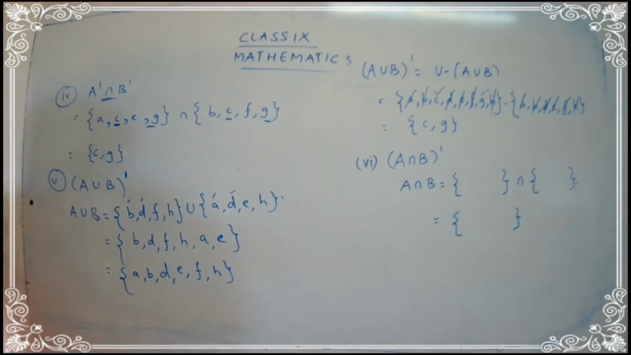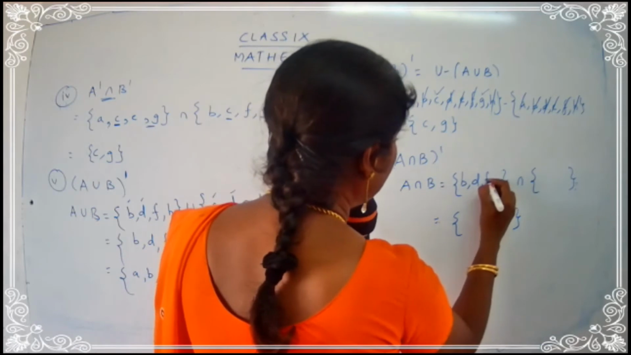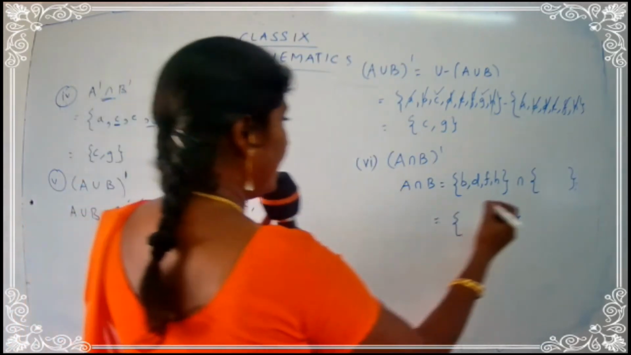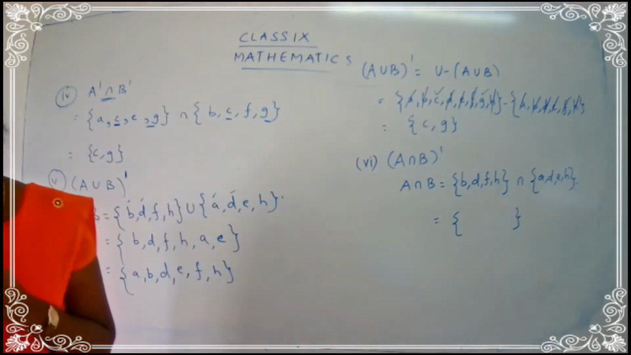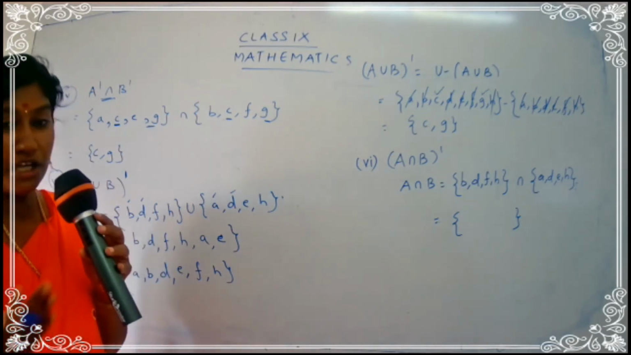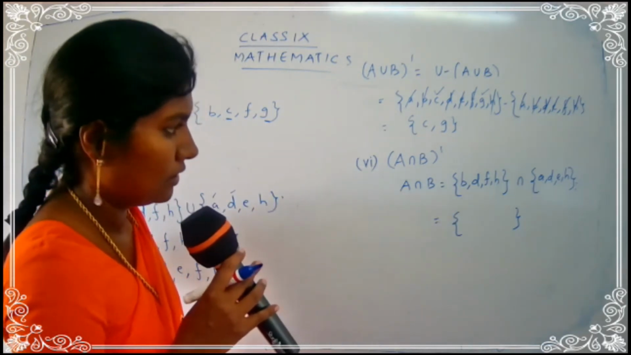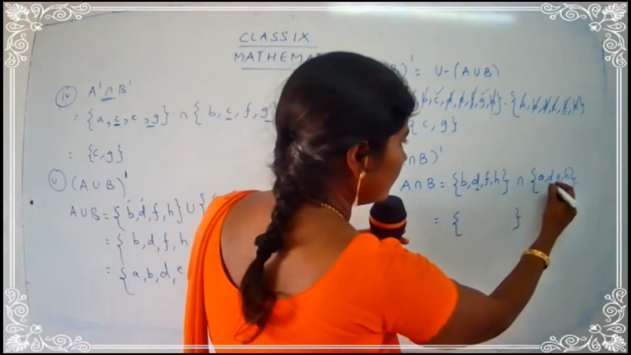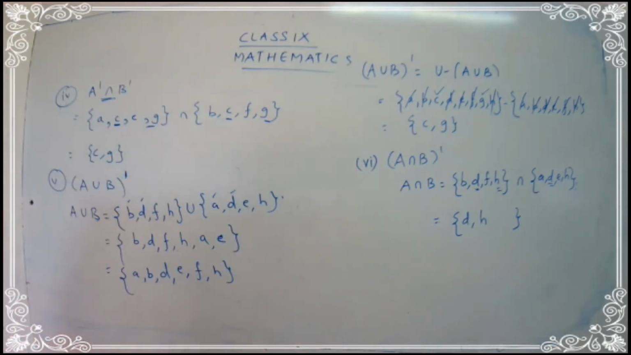A intersection B complement. So we cannot do it directly. So we have to follow two steps. So we are finding A intersection B. Okay, what is the value for A, children? B, D, F, H. And B, A, D, E, H. So B, D, F, H intersection A, D, E, H. What is common, children? Intersection means we have to find the common. D is common, yes. H is common. So D, comma, H. A intersection B, D, H is common.